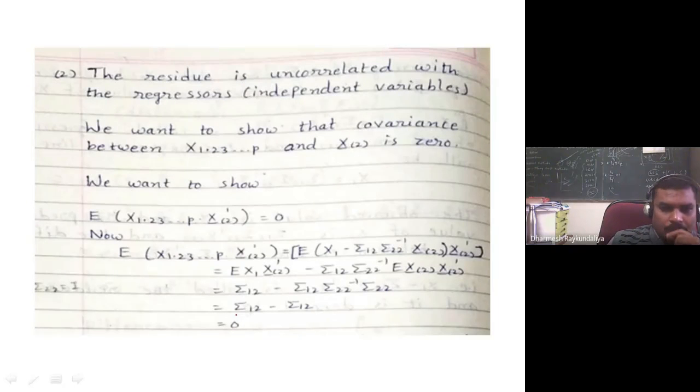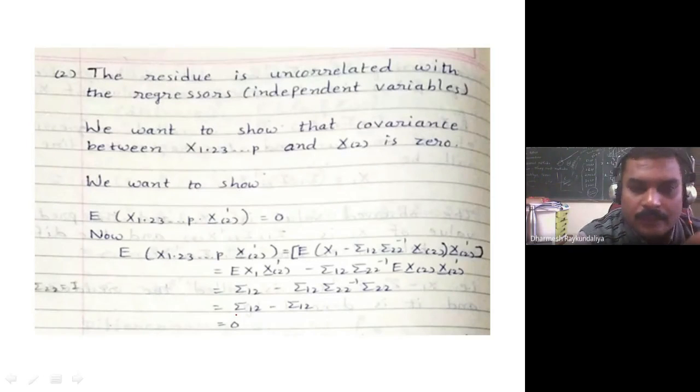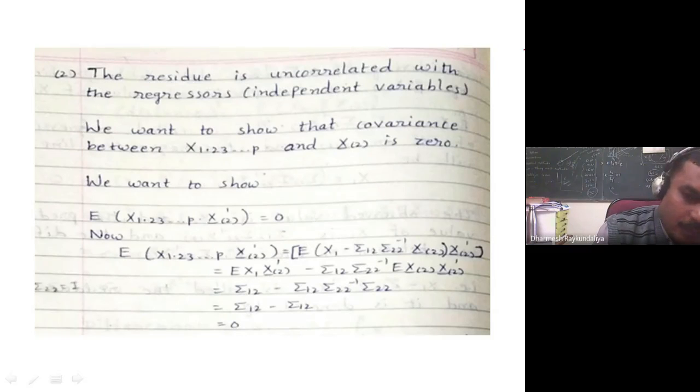So I think, okay, we have time, we'll quickly see the properties of residuals. First we found the variance of residuals. Now we see the other property: the residuals are uncorrelated with the regressors. Whenever you talk about the regression, whatever the residual term is, you say they are uncorrelated with the independent variables. So what is the residual term in our case? It is x1.2 3 up to p.